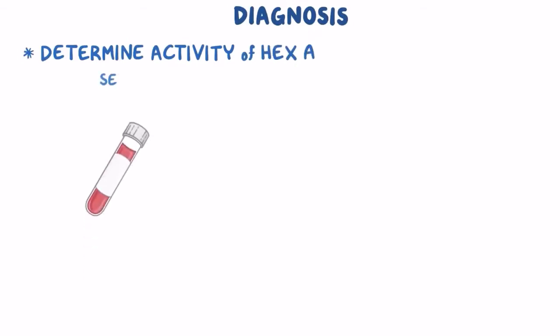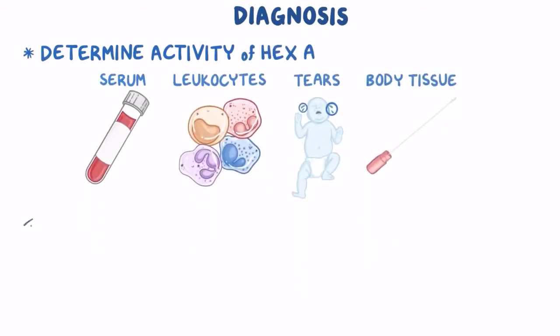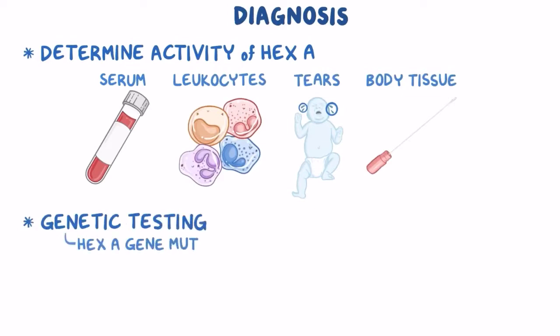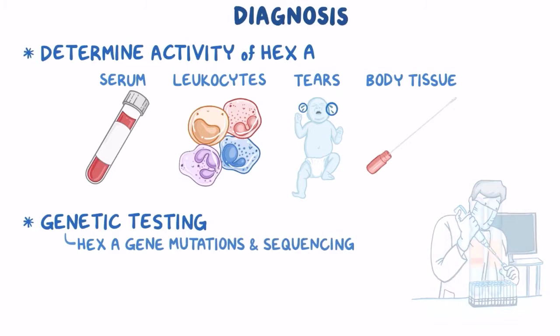Tay-Sachs can be diagnosed by determining the activity of Hex A through serum, leukocytes, tears, or any body tissue. Genetic testing for the HEXA gene mutations and sequencing of the HEXA gene can be used for diagnosis as well as heterozygous carrier detection.